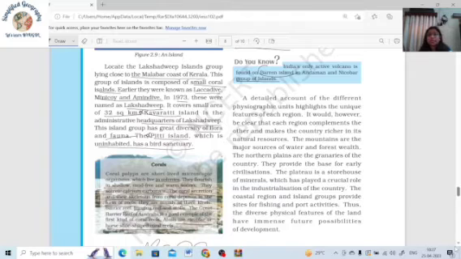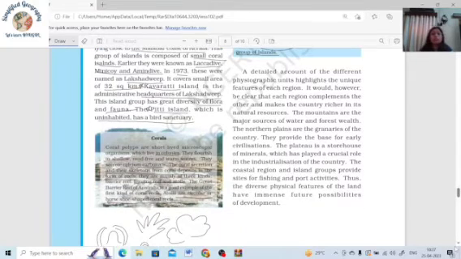A detailed account of these different physiographic units highlights the unique feature of each region. It would, however, be very clear that each region complements the others and makes the country richer in natural resources. The mountains are the major sources of water and forest wealth. The northern plains are the producing granaries, providing food to the civilization. The plateau is the storehouse of minerals.